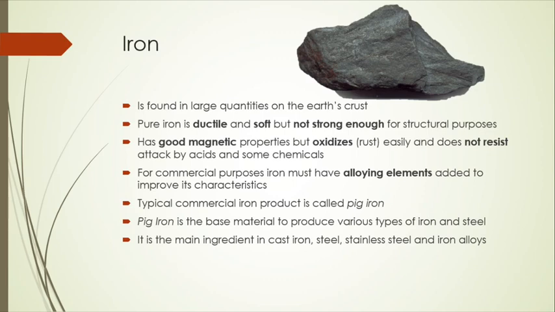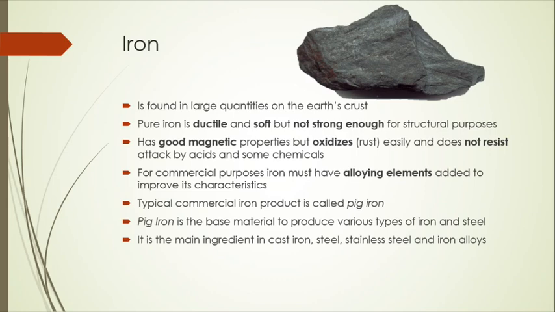So pure iron is ductile and soft, but not strong enough for structural purposes. It has good magnetic properties, but oxidizes, which means it rusts easily and does not resist attack by acids and some chemicals. For commercial purposes, iron must have alloying elements added to improve its characteristics.